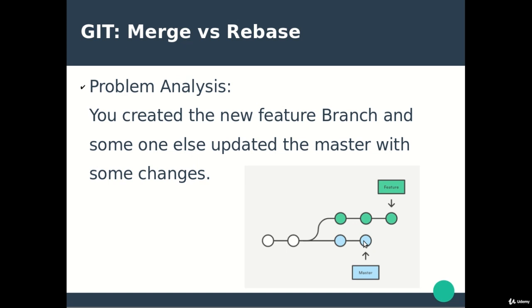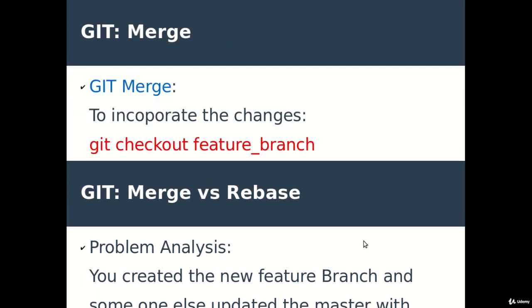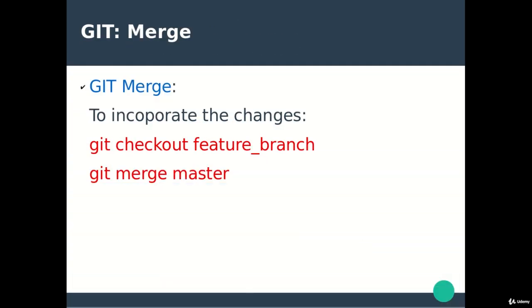Now what is the option? We have seen very well in the previous lecture that we have the option of git merge. We can merge the code base, we can merge the master with my feature branch. That's simple. We have already seen that. So to incorporate the changes, I just need to check out my branch and then merge it with master. We have already done that a lot of times, right?